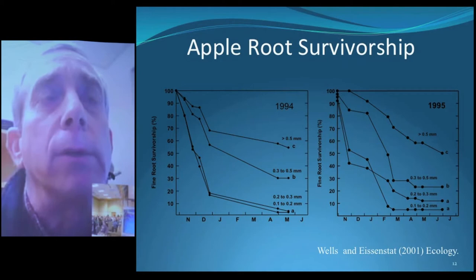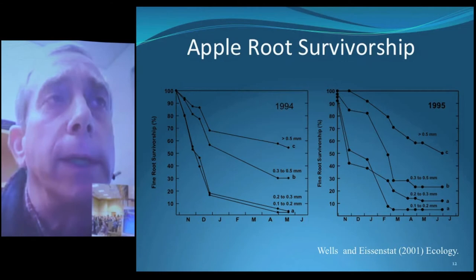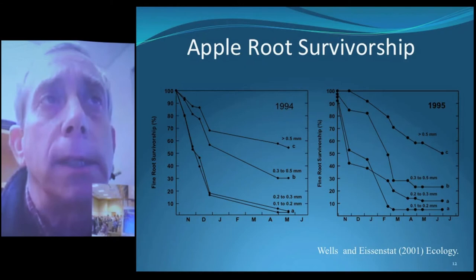Those roots, when looking at them over the winter, November through March, they almost all died. None of them that were there in November were still around in March. But roots only slightly larger in diameter, 0.3 to 0.5 millimeters, showed much less mortality. About 34% were still alive. And roots greater than 0.5 millimeters, more than 50% were still alive.